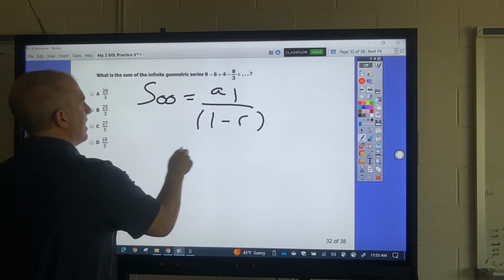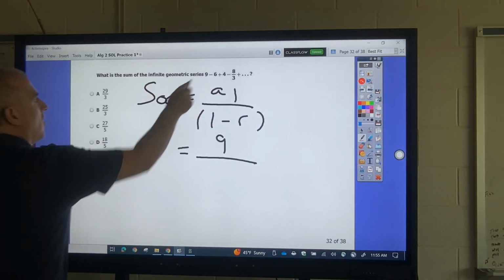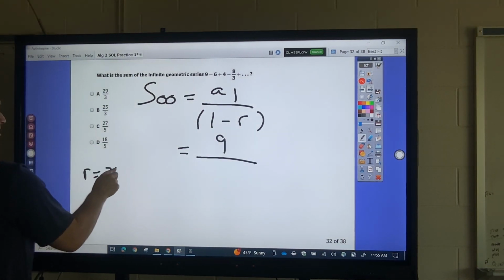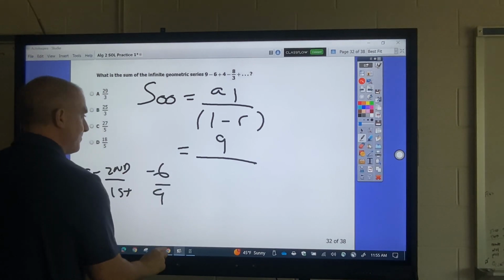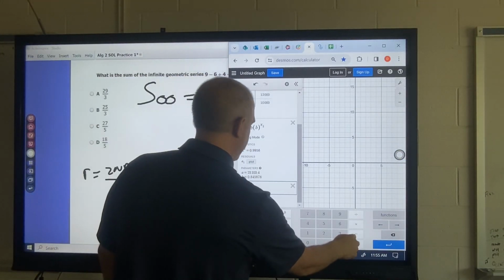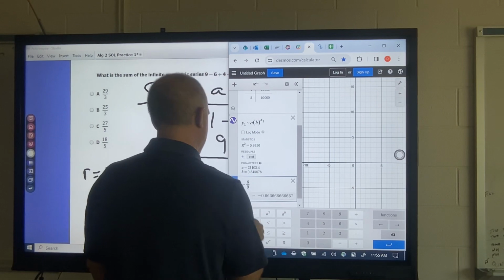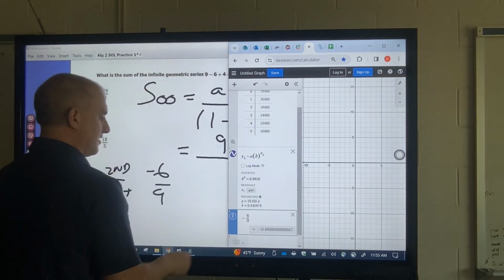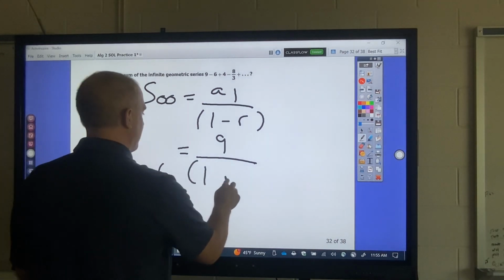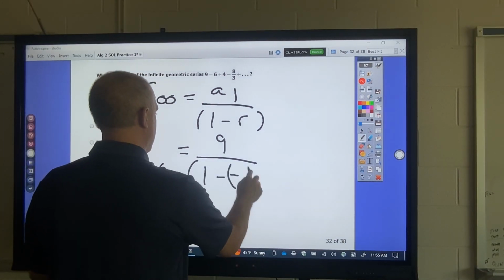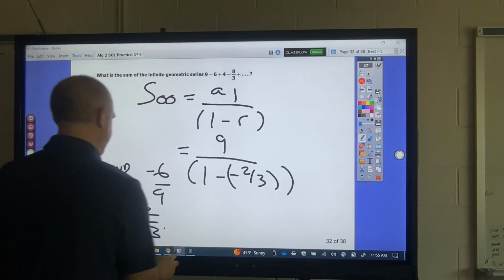Okay, well we know A1 is 9. My R is the second divided by the first. So that's negative 6 divided by 9. If I do negative 6 divided by 9, and if I hit this little fraction symbol, that tells me negative 2/3. So I got 1 minus negative 2/3 for the rate.